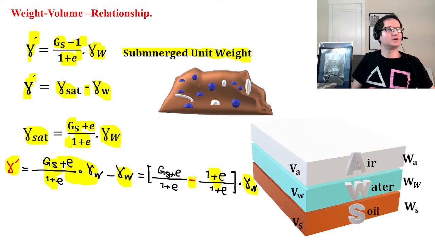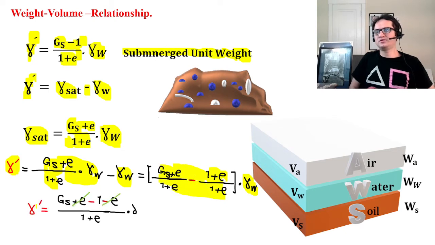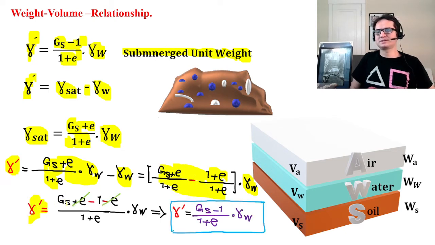We can factor out the unit weight of water and then add these two together to get the same numeric value for gamma prime. In the denominator we have 1 plus E, a common denominator for both of them, and in the numerator we have GS plus E minus 1 minus E. These two cancel out and we are left with gamma prime, which is GS minus 1 over 1 plus void ratio times the unit weight of water, which we already talked about at the top here. So likewise, you can derive more relations from each other.